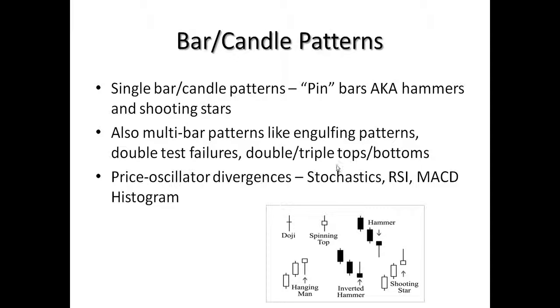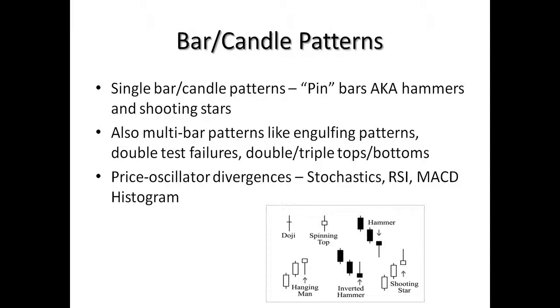Also, you have multi-bar patterns like engulfing patterns, the bearish and bullish engulfing patterns, which I'm not going to go through today. You have double test failures, double and triple tops and bottoms. All of these patterns can contribute to your decision to go long or short in a range. Also, very importantly, we have what are called price oscillator divergences. And please bear with me. I'm giving you all this background information because it all pertains to the strategy that I'm going to be showing you in a second. Price oscillator divergences, what are they? I tend to use stochastics. Some people may use RSI, Relative Strength Index, MACD, MACD histogram, or what have you. But I tend to use stochastics.